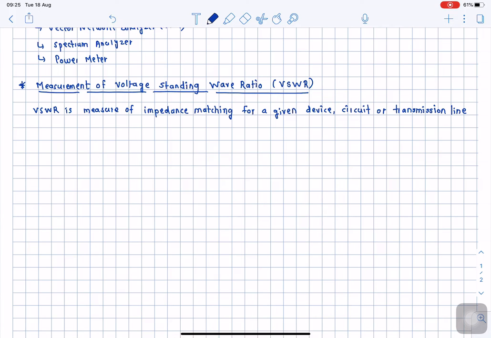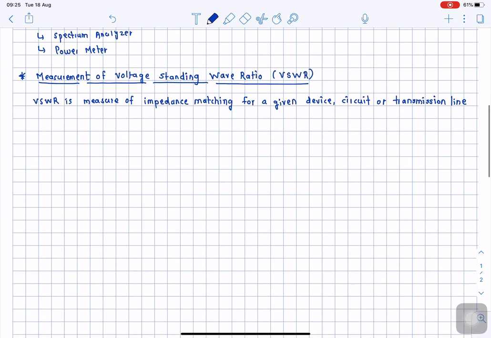In this session, we will develop a theory in which we will establish a stepwise procedure to measure the VSWR of the high frequency signal. The voltage standing wave ratio is also known as the standing wave ratio, and it is related to the reflection coefficient.